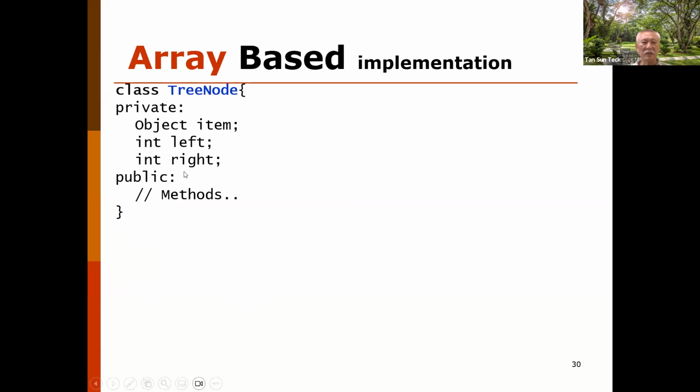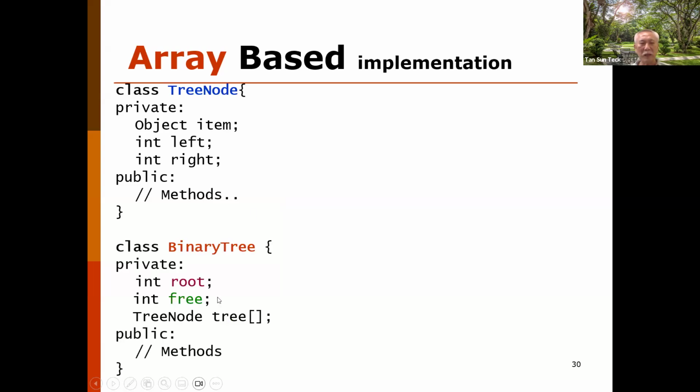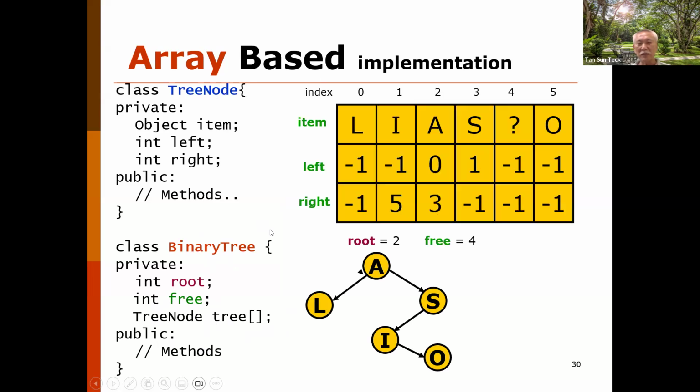Array base. Instead of using the left and right pointers, we use two indices, the left index and the right index, to point to the left subtree and the right subtree. And the array representation looks something like this. Right, so inside here, the binary tree, these are the tree nodes. So you have the root, and then we need to indicate where the free slots are so that when you do insertion, you can use this to insert a new value and so on. And then the tree nodes actually use an array because we are using array-based implementation. And to represent this tree using array-based, you get something like this.